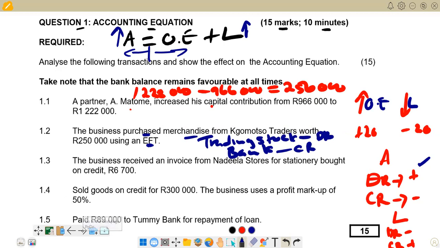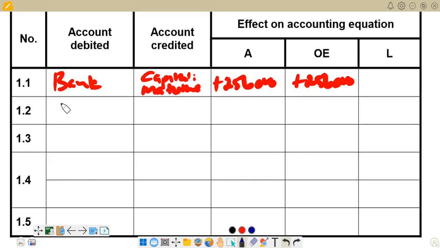So we just go and summarize that one. The one that is being debited is trading stock. And the one that is being credited is bank.